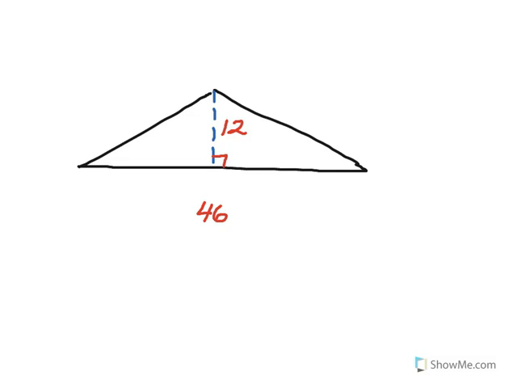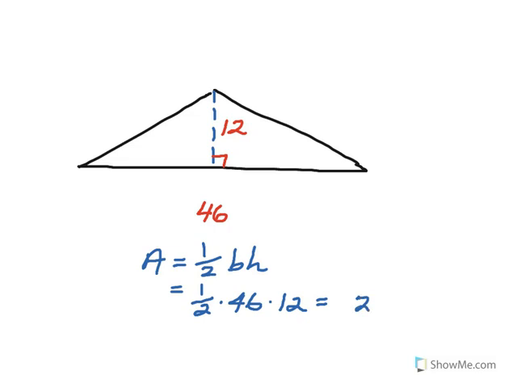Okay, this next example is a simple triangle where I'm given a base of 46 and a height of 12. So I know that the area of a triangle is 1/2 base times height. So in this case, this is 1/2 times a base of 46 times a height of 12. So that is 276 square units.